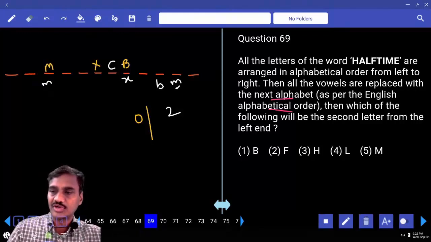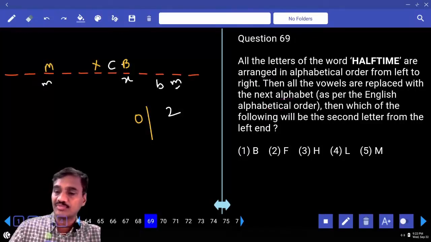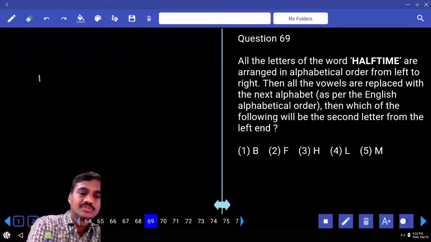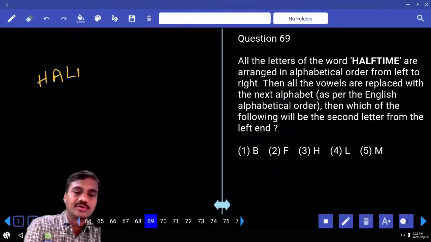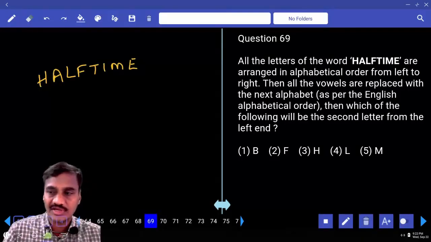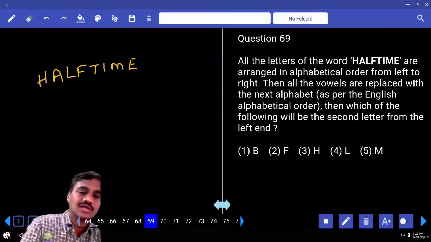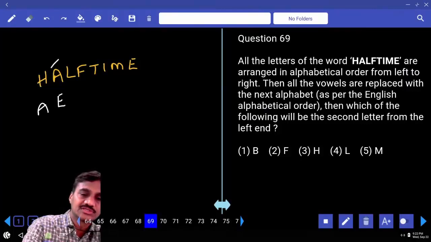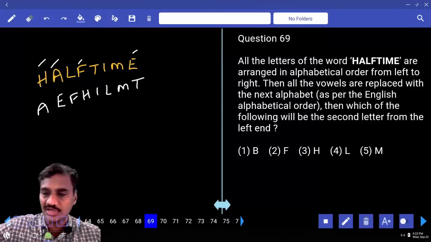and all the letters of the word 'off time' are arranged in alphabetical order from left to right. First, the word 'off time' is given. Now in this word, all the letters should be written in alphabetical order from left hand side to right hand side. For alphabetical order, we have to write starting from the beginning. First we need to write down A, next to A is what? E, and next to E is F, and next to F is what? H, and next to H I, L, M, T. First all the letters are arranged in the alphabetical order.